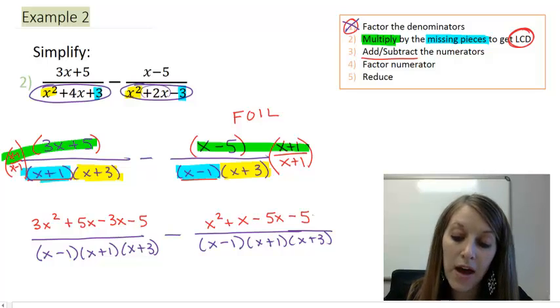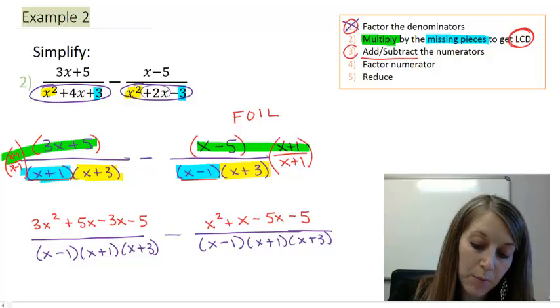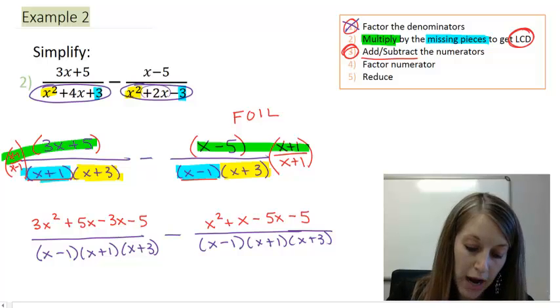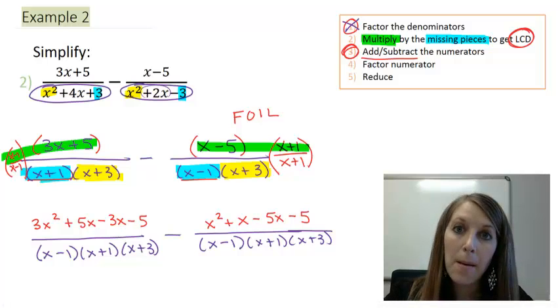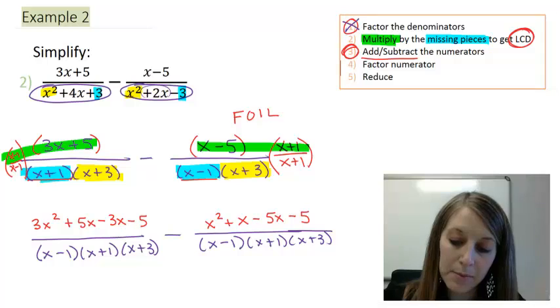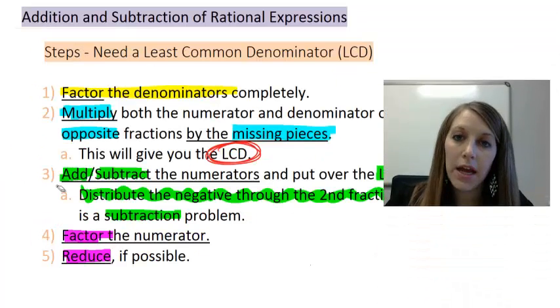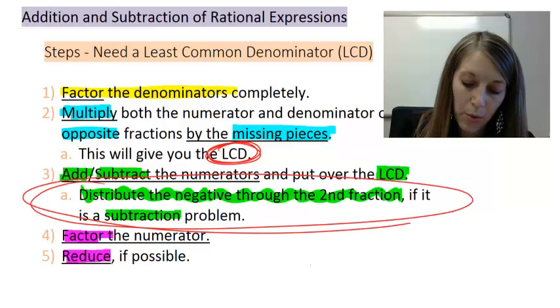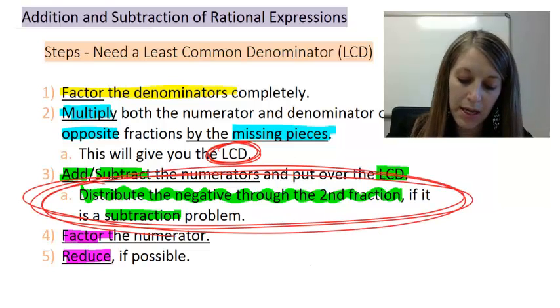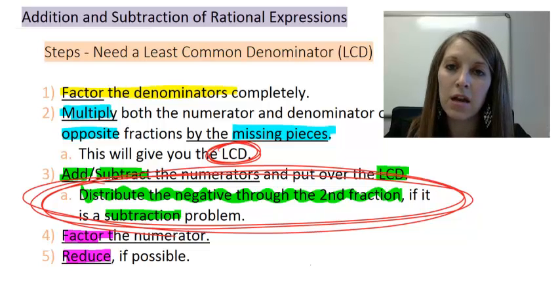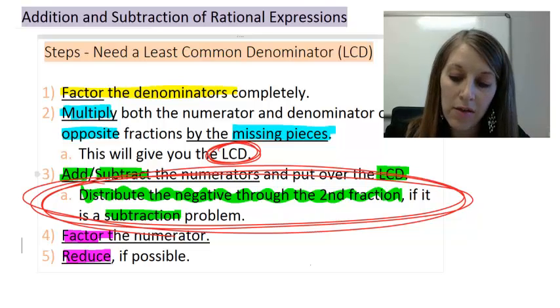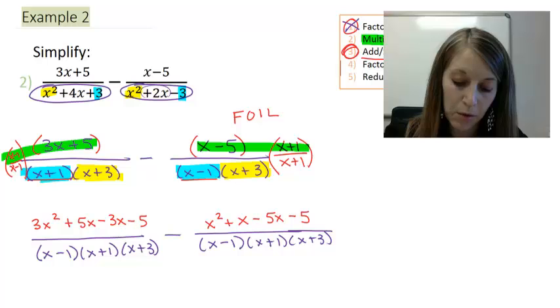So I'm finally to the point where I can put my two fractions together, where I can add and subtract my numerators. But let's go back to my steps here. In step 3A, it said if it's a subtraction problem, the recommendation is to distribute that negative through the second fraction so you don't lose any negatives along the way. So let's see how that works with this specific example.